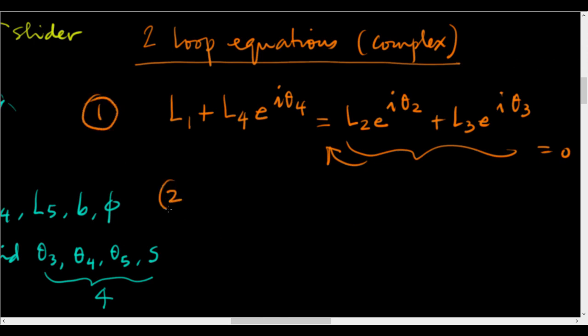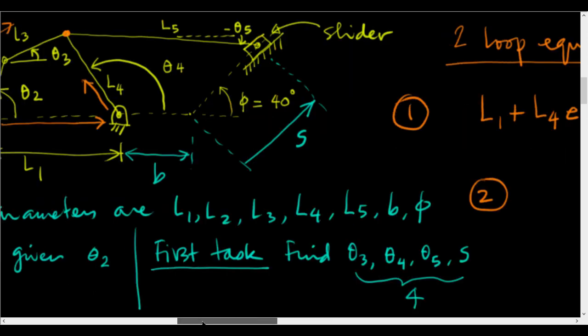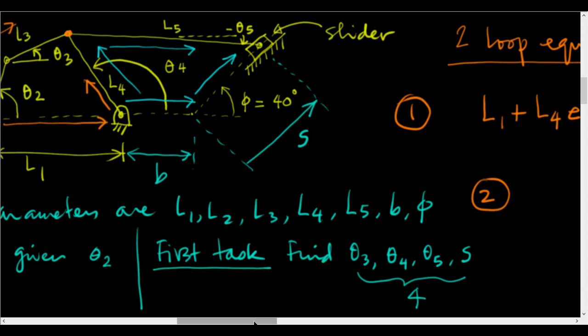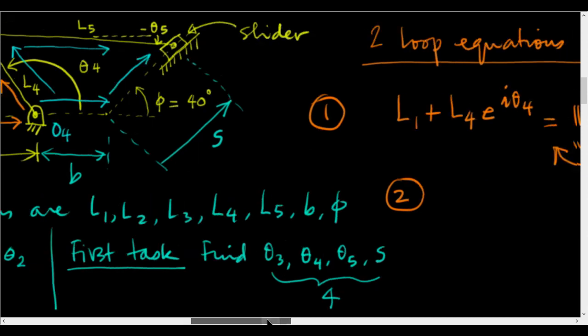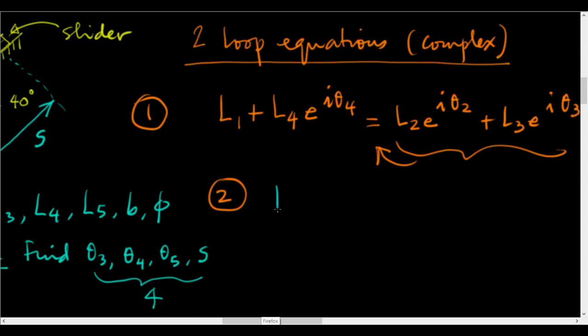We want another loop equation, and that loop equation has to do with locating the slider, and we can do it like this. We can come like this and go like that. Otherwise, alternatively, we can go like this and go like that, and we reach the same place. Okay, so our second locating equation, we can start with O4. It doesn't matter, we can start from O4, and so we will write B plus this distance is S, e to the power I phi.